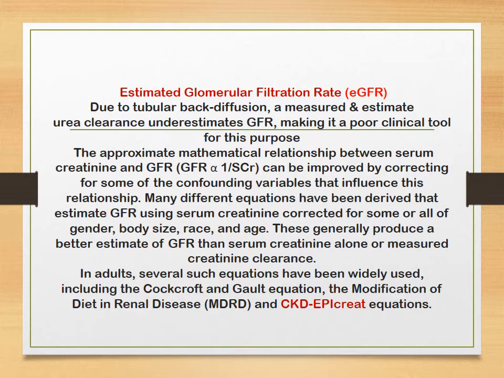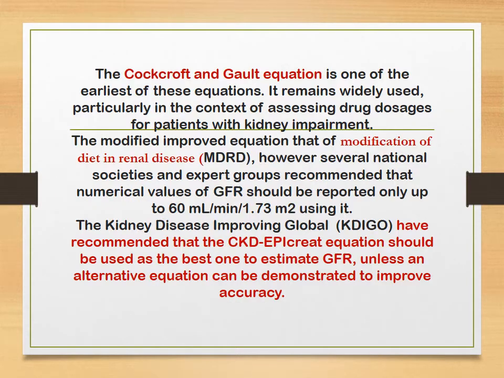Several equations were obtained, as I mentioned. The earliest one is the Cockcroft-Gault equation, and there is the Modification of Diet in Renal Disease, MDRD, and the Chronic Kidney Disease Epidemiology equation. The earliest one is the Cockcroft-Gault equation. That is still used till now, mainly in assessing drug doses to prevent toxicity in those with kidney impairment.